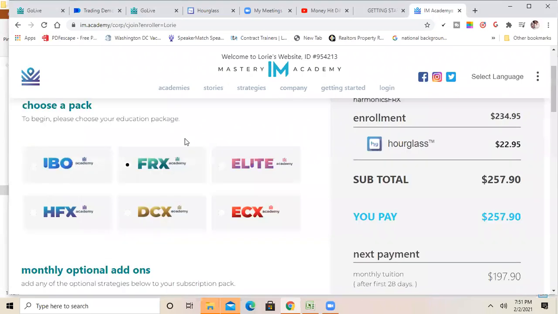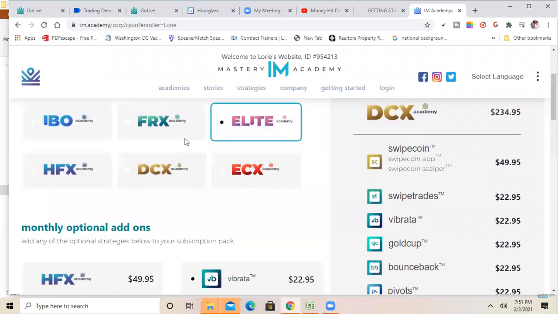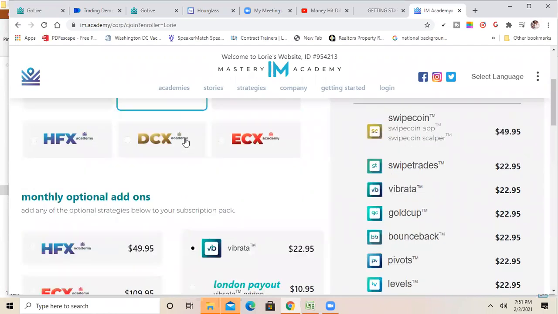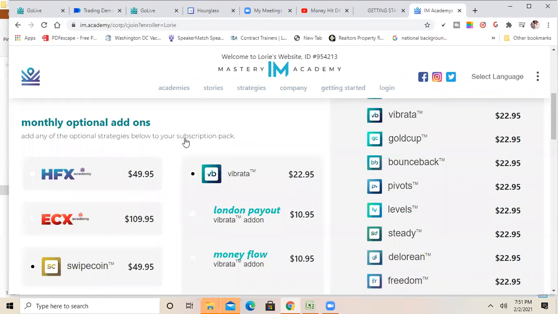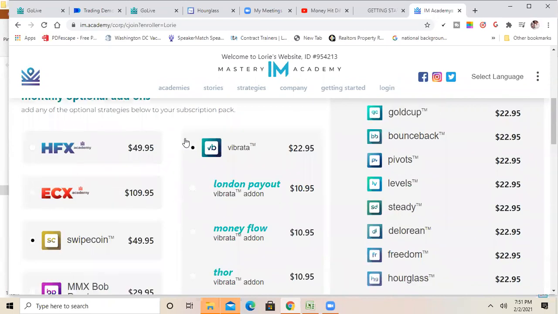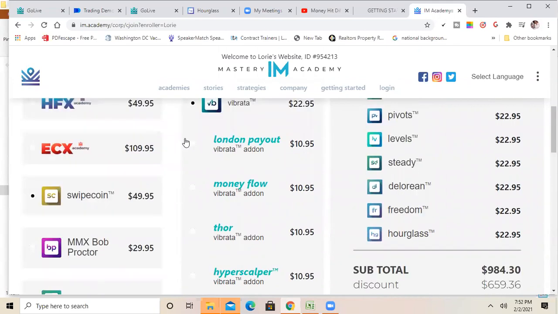Let me show you the elite package. You've got swipe trades, you've got swipe coin. If you're interested in learning cryptocurrency, it's going to have a platform where it gives you apps. It gives you the trade signals for cryptocurrency. Swipe trades, Vibrata, Gold Cup, some of the names that you probably already heard. These are included in the elite package. Bounce back, pivots, levels. This is Orin Wright's session, app. Steady, DeLorean, Freedom, and Hourglass. All right, so elite is the way to go.